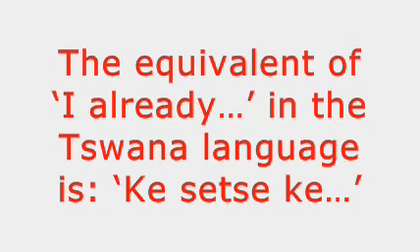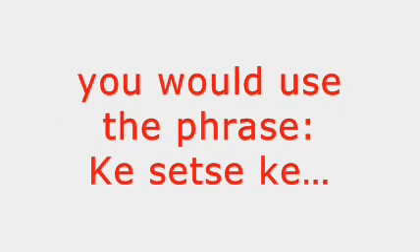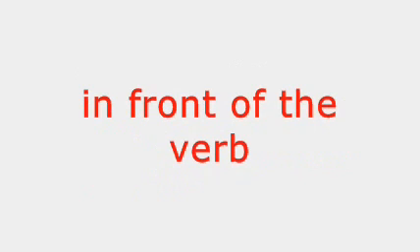The equivalent of "I already" in the Tswana language is "ke setse ke". So if you want to say "I already did this and that", you would use the phrase "ke setse ke" in front of the verb.